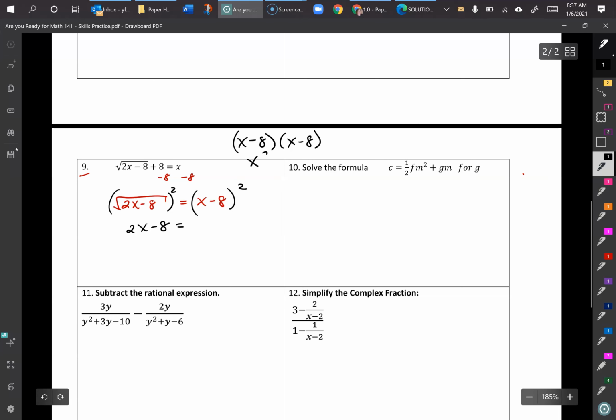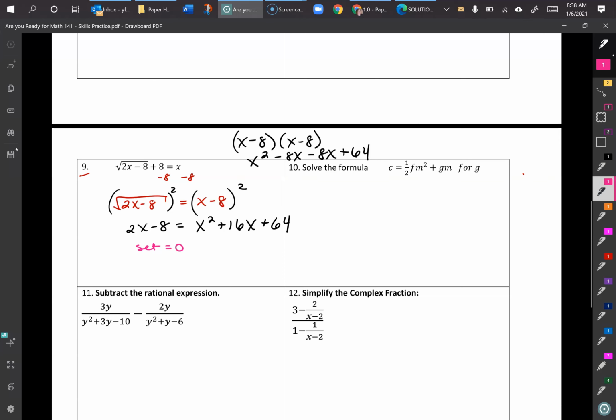It's really like x minus 8 times x minus 8. And if you were to do that out, you're going to get x squared minus 8x minus 8x plus 64. So it comes out to be x squared plus 16x plus 64, a perfect square trinomial. So be very careful of that. Then you're going to just set it equal to 0. It actually will factor and will solve.